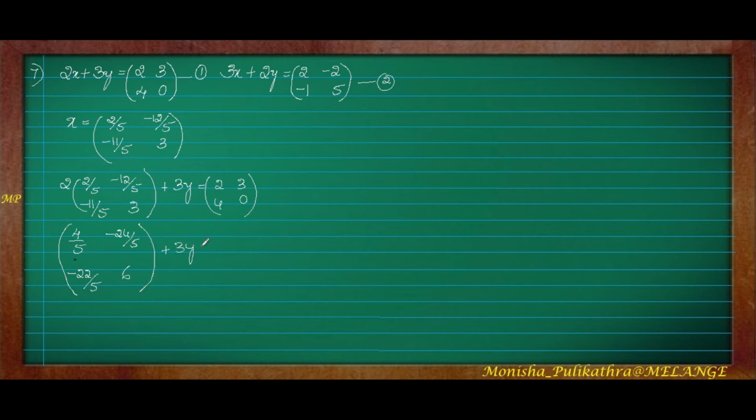Plus 3y is equal to [2, 3, 4, 0]. Since we have to find out the value of y, we need to shift this matrix to the right hand side. So it will become 3y is equal to [2, 3, 4, 0] minus [4/5, -24/5, -22/5, 6].